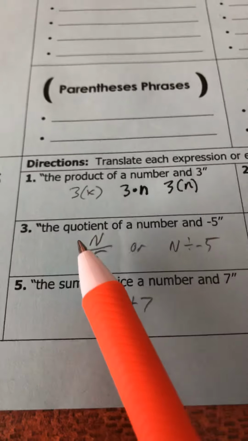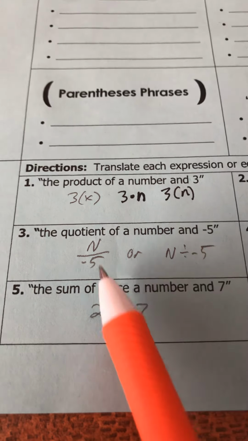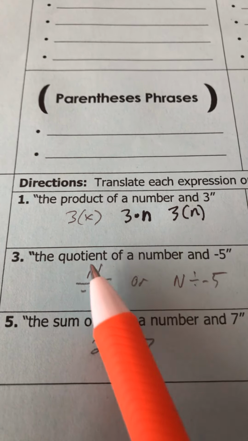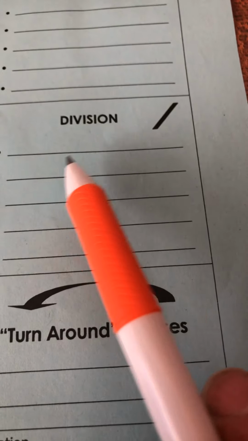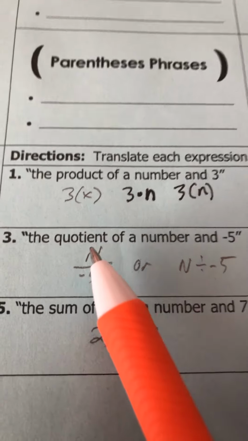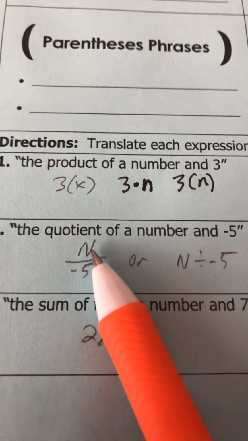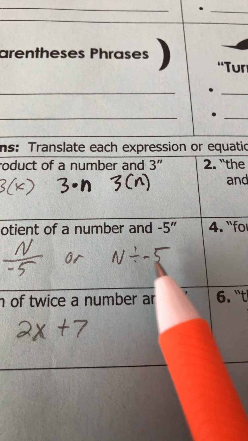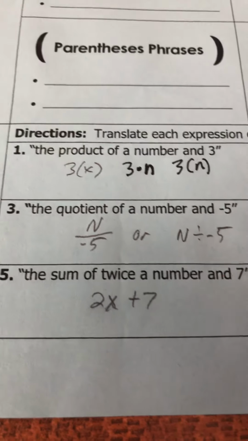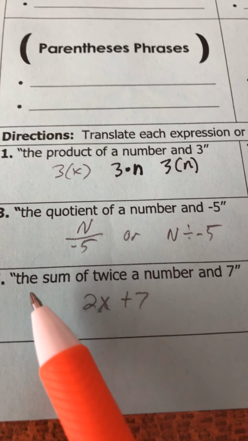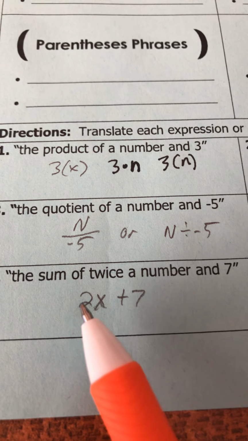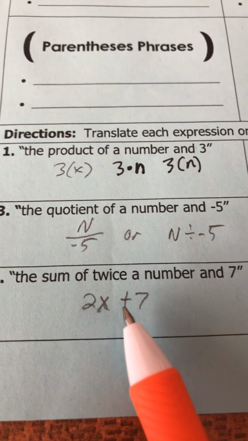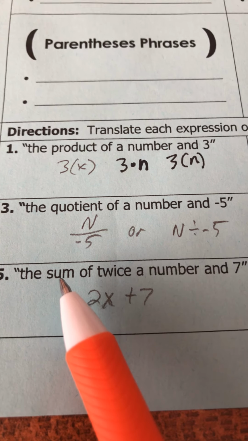Number 3, the quotient of a number and -5. So quotient means that word, and this is what I'm saying. Like, you could go and put the word quotient up here for division, quotient. It means division. So a number n divided by -5. Or you could write it like this, n divided by -5. Fraction is a division problem. Number 5, the sum of twice a number and 7. So you have twice a number plus 7. Sum means plus. Once again, you could go back up to the top of the page and write the word sum for addition.